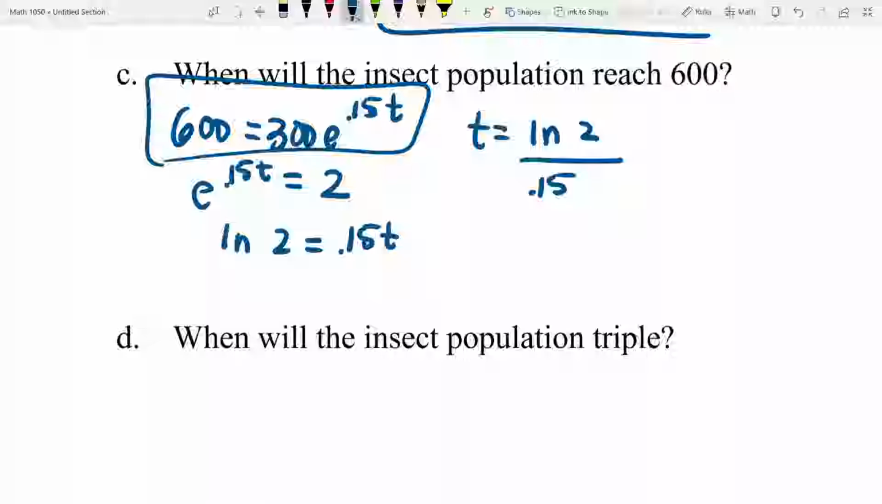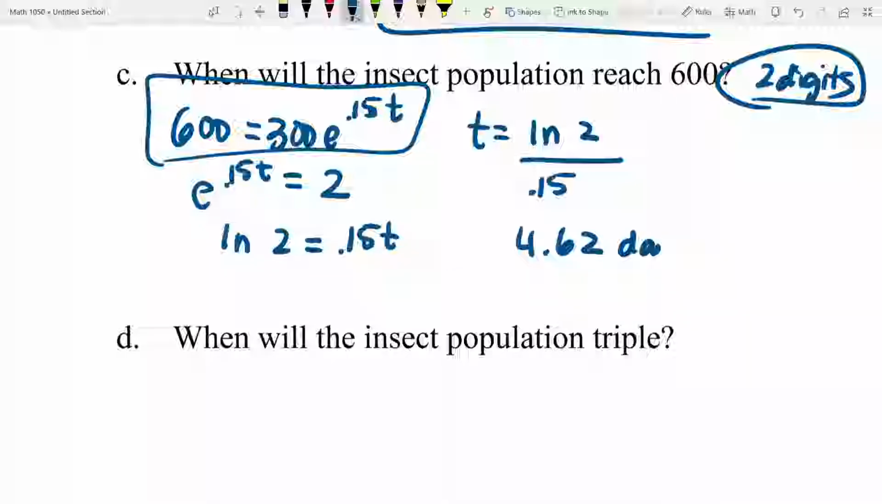Okay, so everybody go ln 2, close it off, divided by 0.15, hit enter. And we're going to say that they said to round to 2 digits. This is never something that you would decide. It would have to be in the directions, okay? So the answer is 4.62, and we have days.